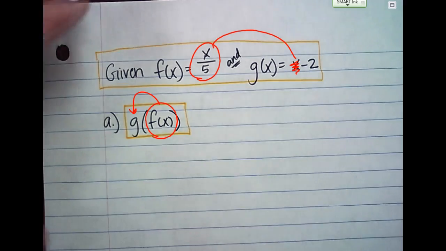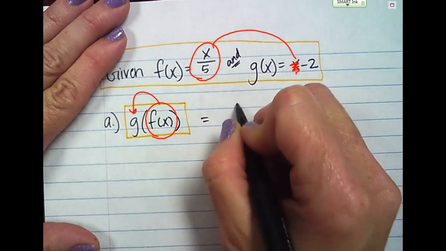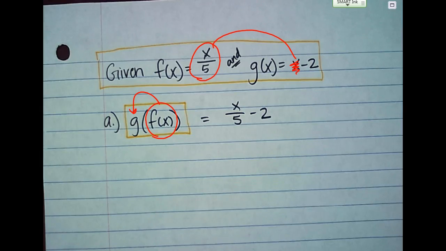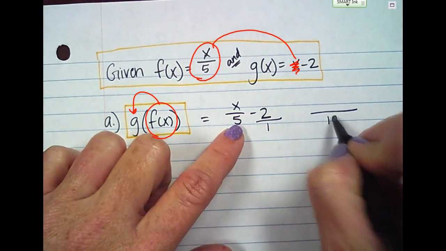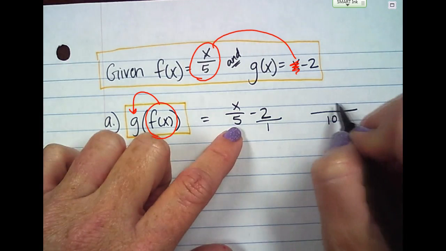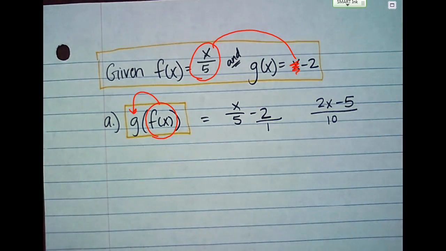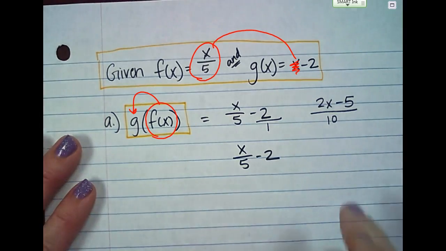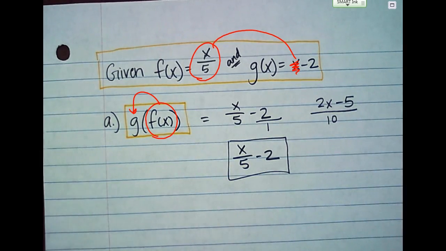So on your paper, you would write, I'm going to put it in for here, so I'm going to write x over 5 minus 2. Correct? If you get a common denominator, if you have 5 and 1, the common denominator is 10. Okay, which would leave this as 2x minus 5. Then you have to reduce it all. So if you see it written this way, that's fine, but I'll also take x over 5 minus 2. Okay, either way. Oh, I made a mistake there.